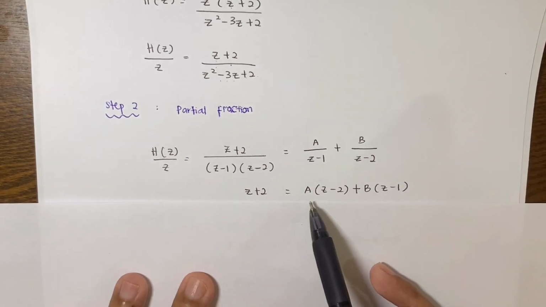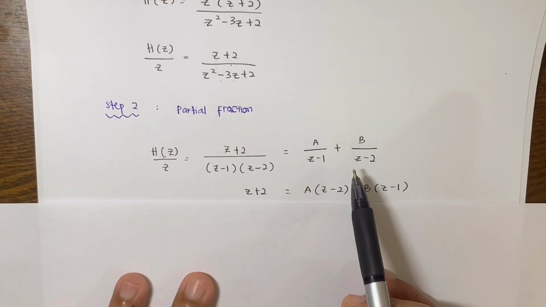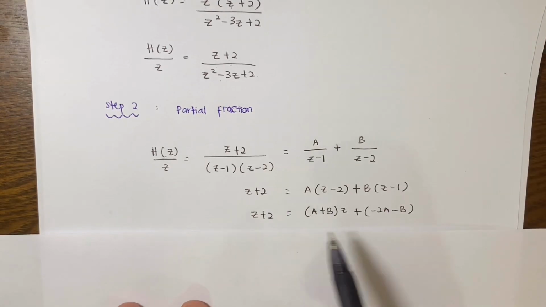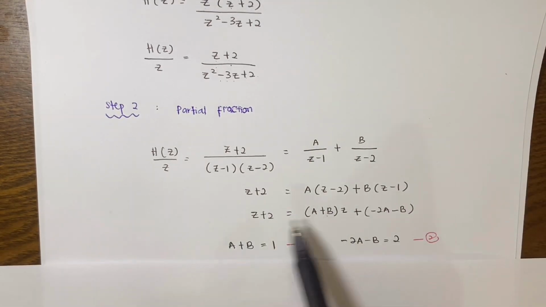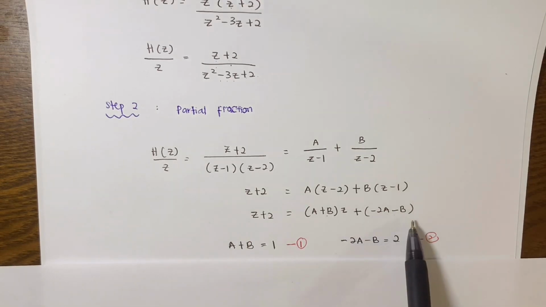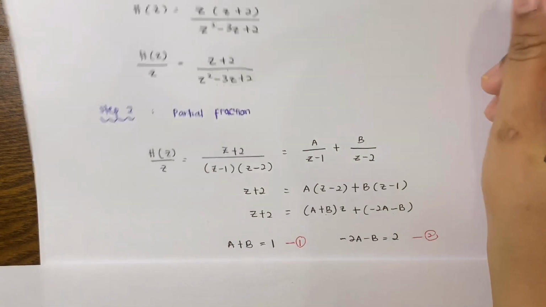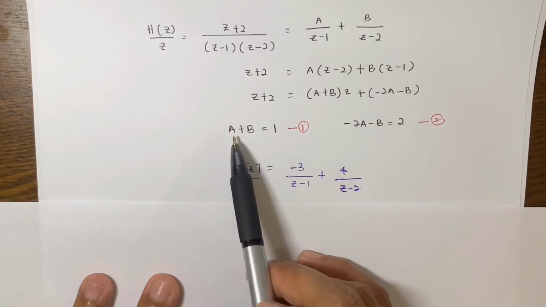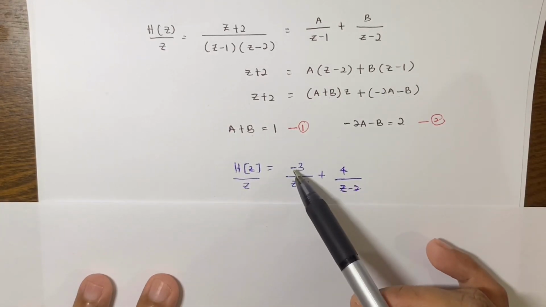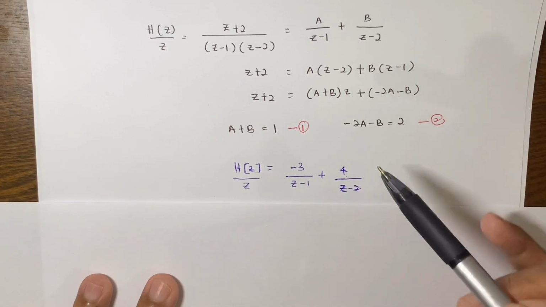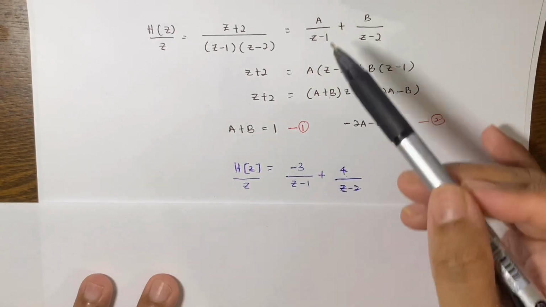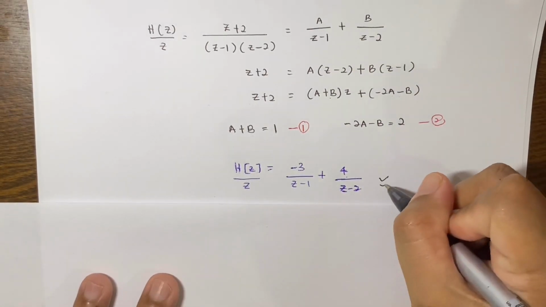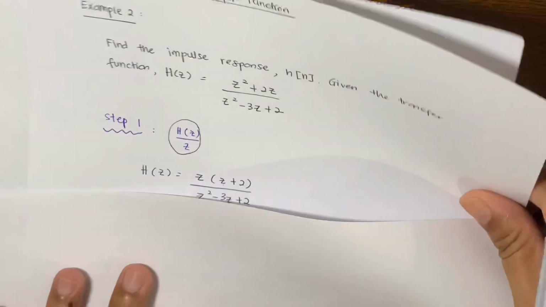Then do cross multiplication and make a comparison with the left side. A plus B equal to 1, and negative 2A minus B equal to 2. You get 2 equations. Use your calculator to find the values of A and B, and you get A equal to minus 3, B equal to 4. Substitute A and B into this equation, so you will get like this. Now we go to step 3.